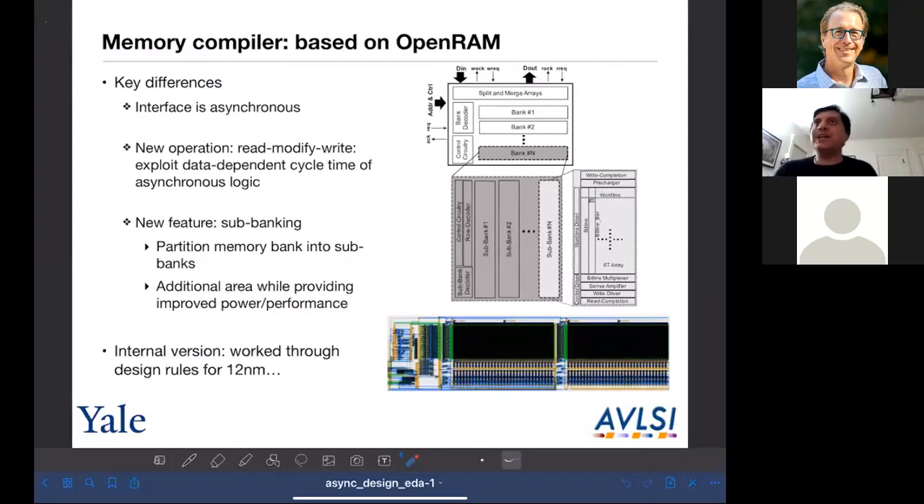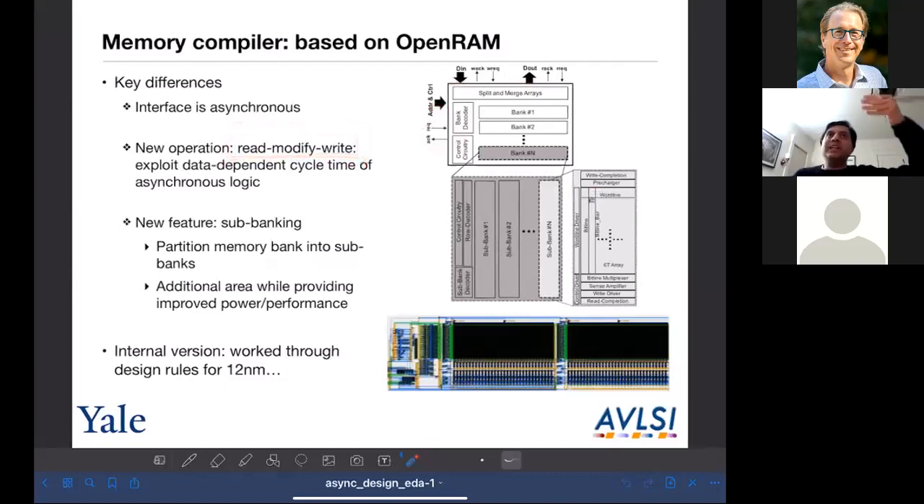And a subject that's probably close to Matt's heart is a memory compiler that we built that's based on OpenRAM. We started with OpenRAM and we said, well, we need to make the interface asynchronous. So instead of the standard address, data, clock interface, we've got address, data in, data out. That's not that different. But then we've got the handshake signals, request and acknowledge, that are used to trigger the memory operation. And something cute that we did was we added a read-modify-write cycle.